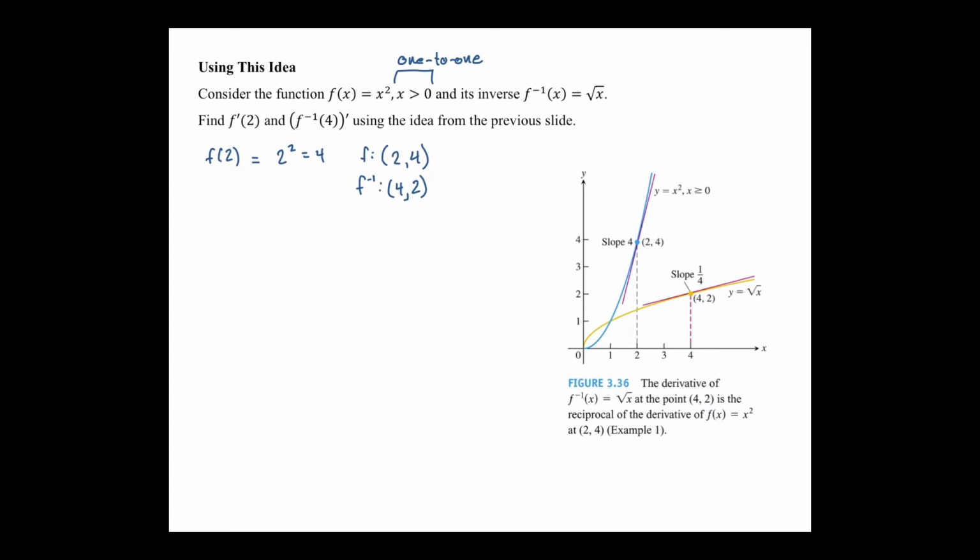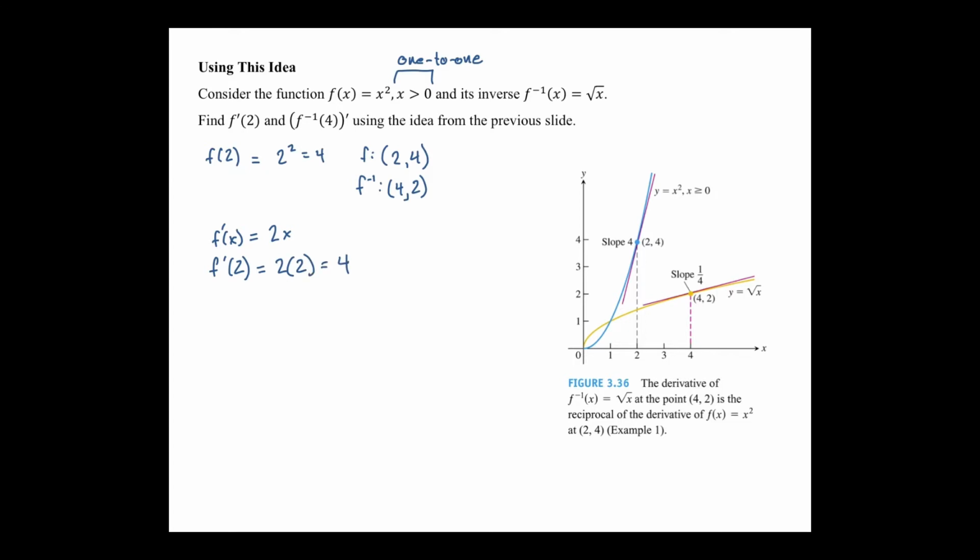And of course, we'll want to verify this reciprocal relationship between the derivative of the original at 2 and the derivative of the inverse at 4. So let's go ahead and see that. f prime of 2, well, let's find the derivative of f of x first. Its derivative is going to be just 2x. So you can see right here it's going to be 2 times 2, which is going to be 4.